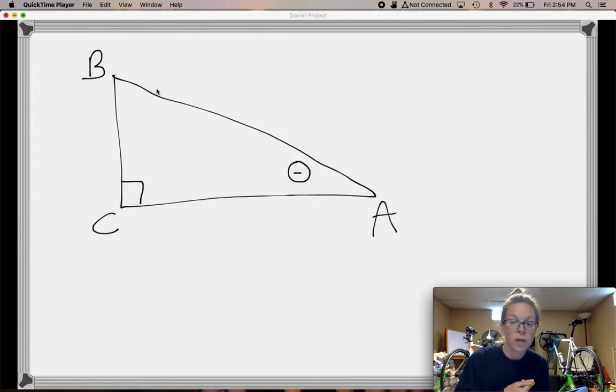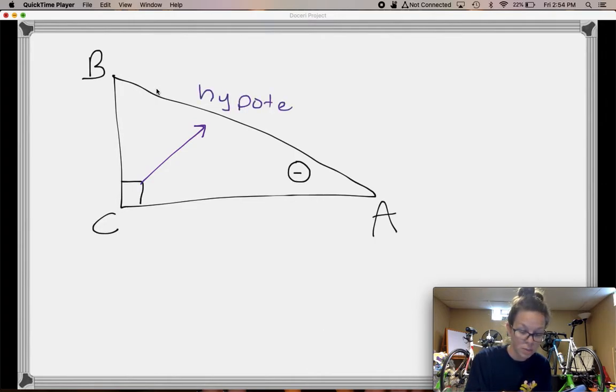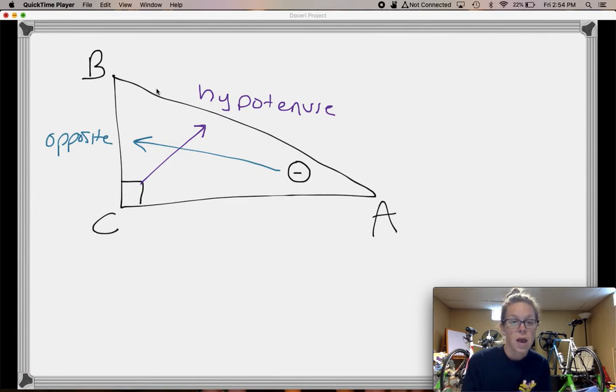The hypotenuse of a right triangle is always across from the right angle. So the hypotenuse is the C side, the one that's across from the C angle. So that hypotenuse is across from the C angle. Then after that, I'm going to label what's called the opposite. The opposite is opposite of our focus angle. So there's our opposite. And then the third side is called the adjacent side.